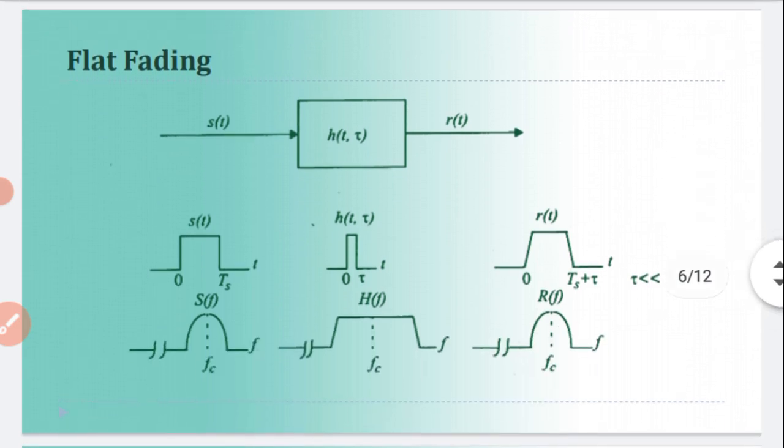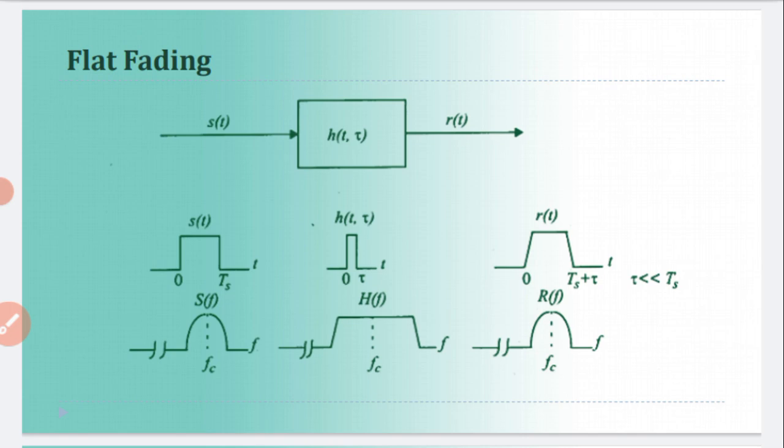This figure shows the flat fading. In the first one, s of t is the transmitted signal. It will pass through the channel h of t comma tau. There it will undergo some delay profile, denoted as tau. Then it will reach the receiver side as r of t.